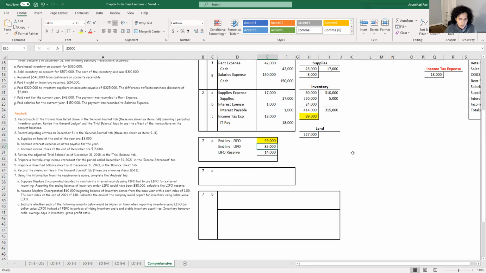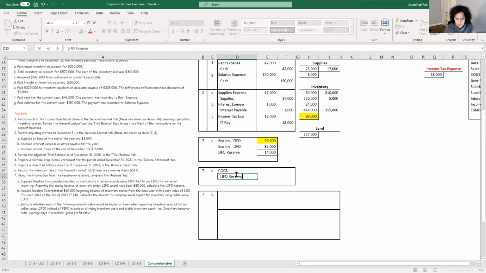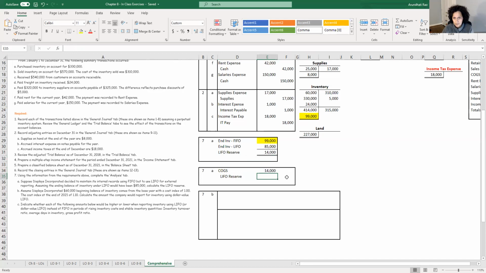I can't just change a number that's good in the books. I can't do it. I have to do it by way of a journal entry. So the journal entry I'm going to have is cost of goods sold, debit, and LIFO reserve, credit. And that's going to be for this 14,000. For the $14,000, the journal entry is cost of goods sold debit, LIFO reserve credit for 14,000.